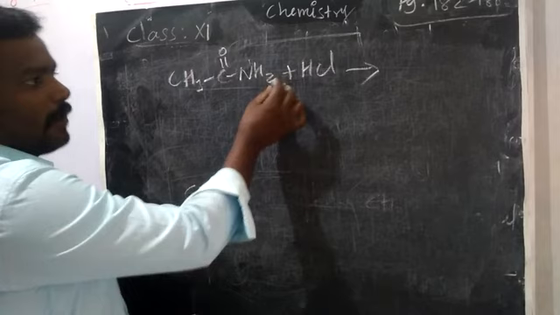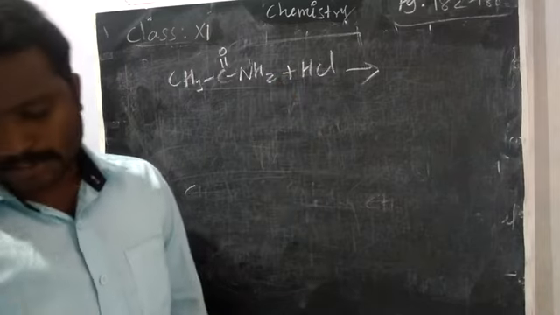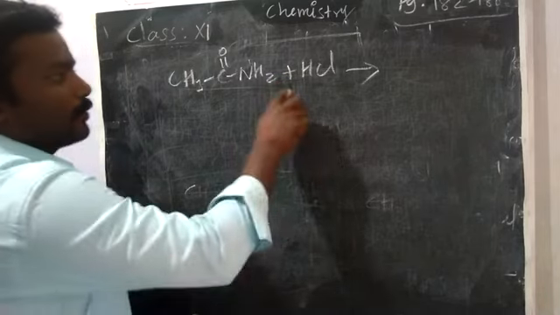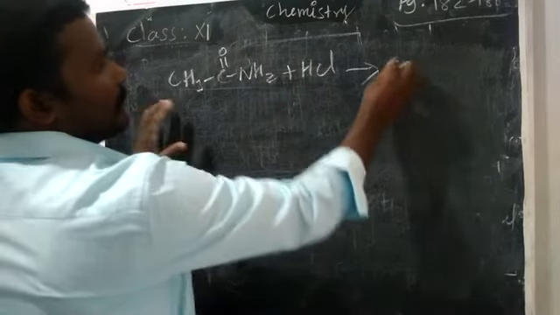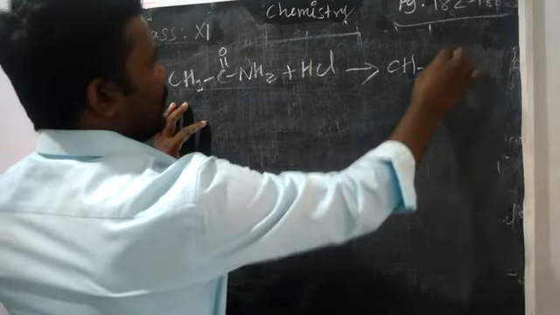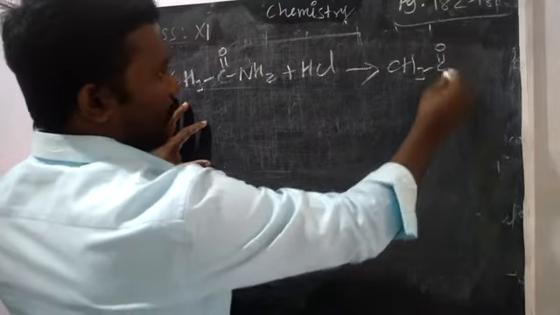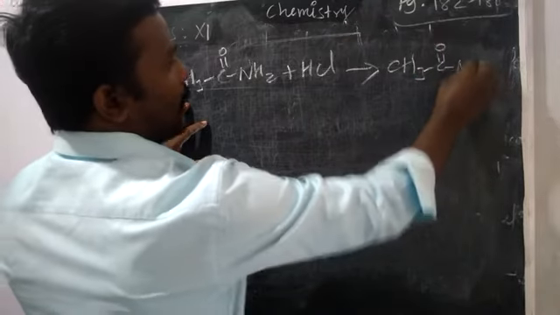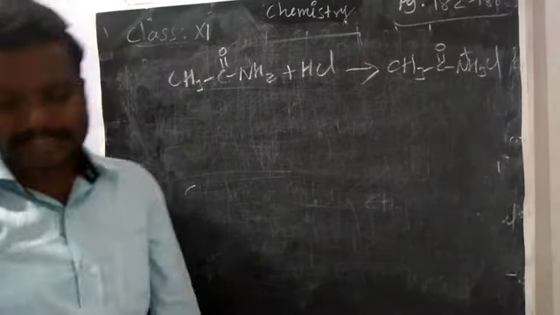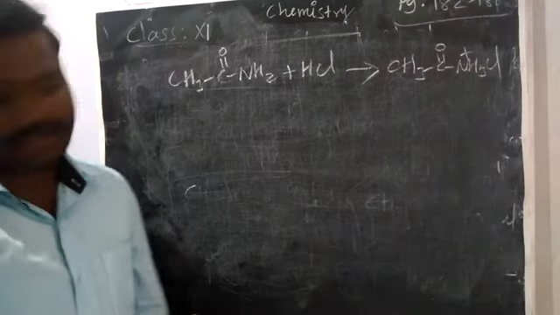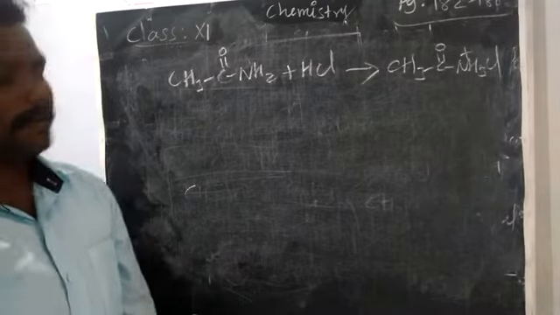First it will form a condensation product. Condensation product means ammonium chloride. You add NH3, it will carry a plus charge and Cl minus. So acetamide will form acid ammonium chloride. Some addition compound like acetamide hydrochloride will form.